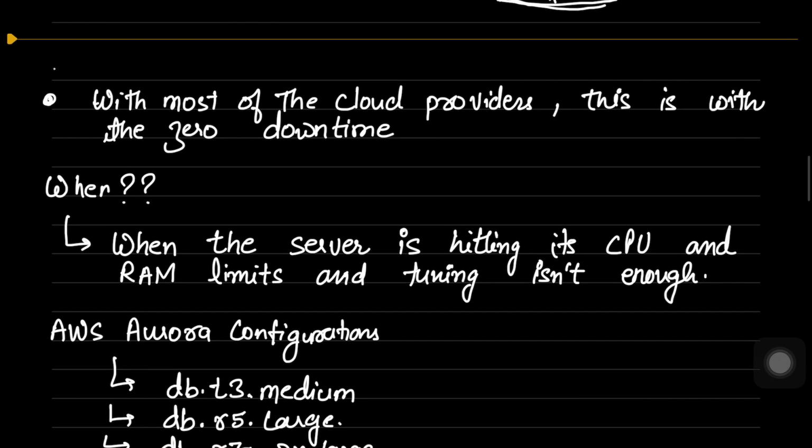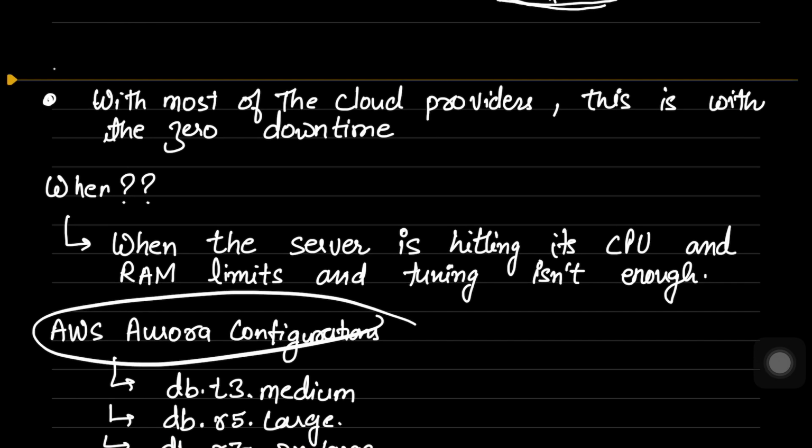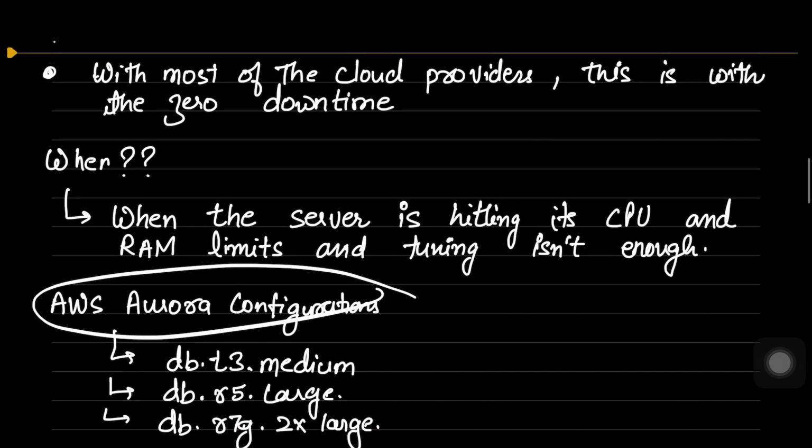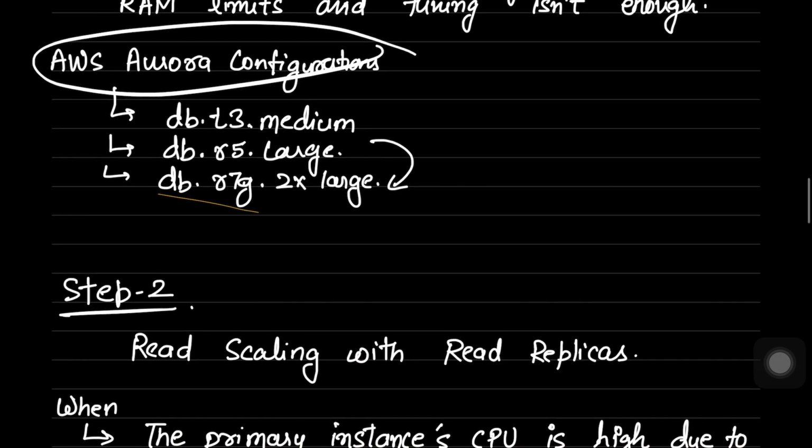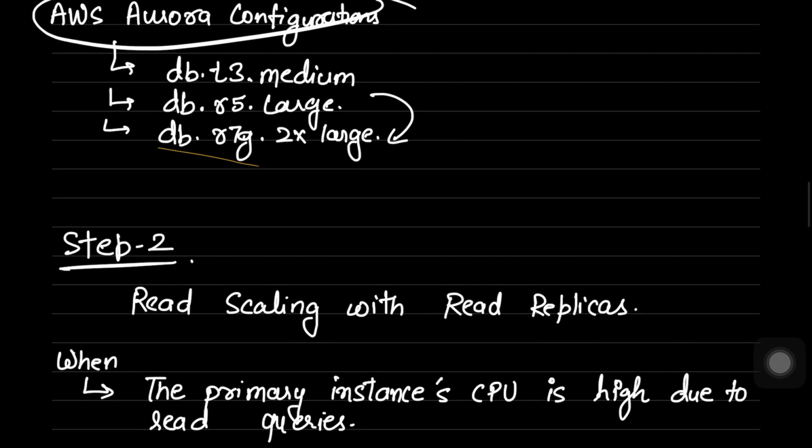For example, if you take the AWS Aurora configurations, right? If you want to vertically scale from medium to large, you basically move the database instance from R5 to R7, right? And most of the cloud providers come with zero downtime when you do the vertical scaling. So this is one of the easiest ways when you hit your scaling limits on your relational database. After you vertically scale, still you see there is a lot of read traffic, and the read queries are not scaling up.